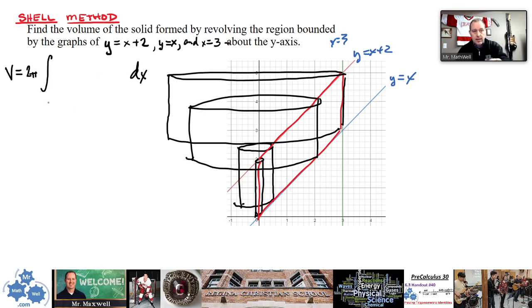So that means that these values here have to be x and x as well. Now, if I wanted to take a bunch of shells and consider x values, where am I going to start and where am I going to stop? Well, I'm going to start at the very middle here. I'm going to start at x equals 0. That's where I start.